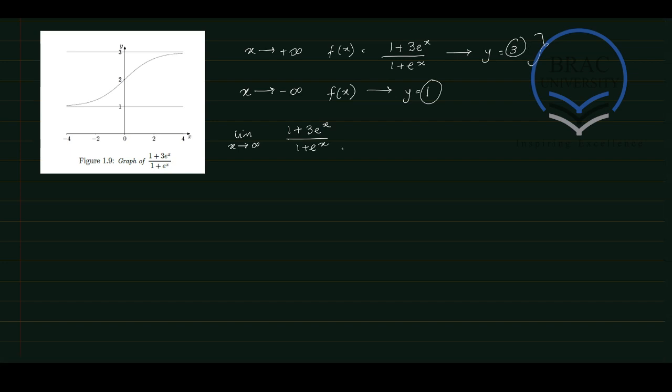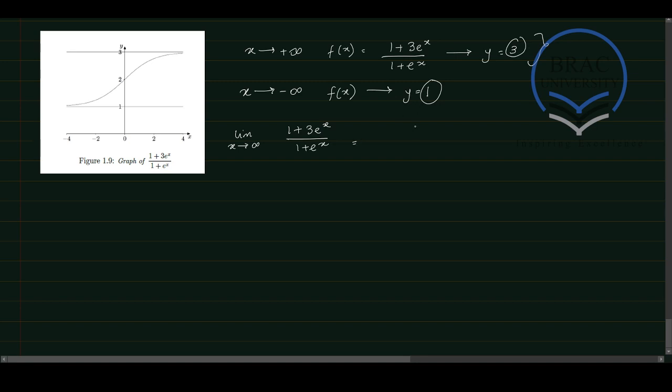Imposing the limit, what we will have is 1 plus 3 e to the power of infinity divided by 1 plus e to the power of infinity. Now if we just keep the infinities, we know that e to the power of infinity is infinite, and keeping infinity in the numerator and the denominator will give us an indeterminate form, something like infinity by infinity, which is something that we don't want.